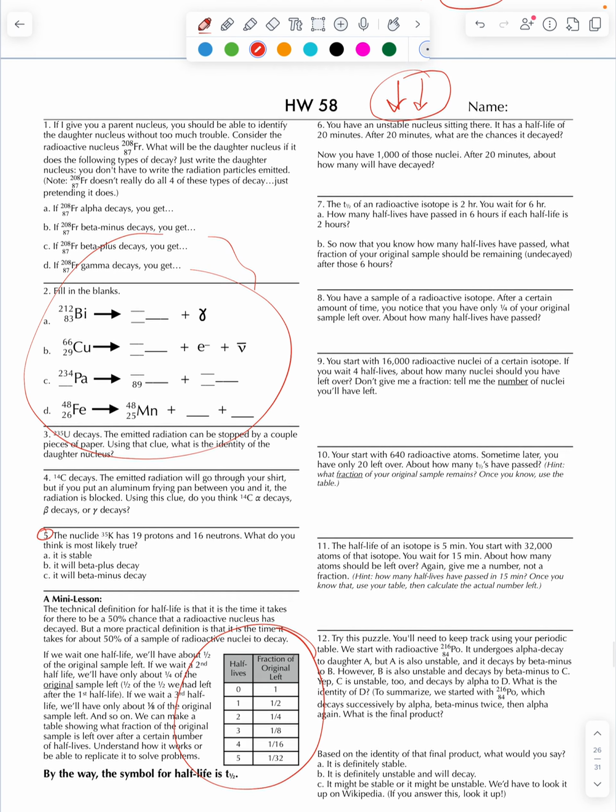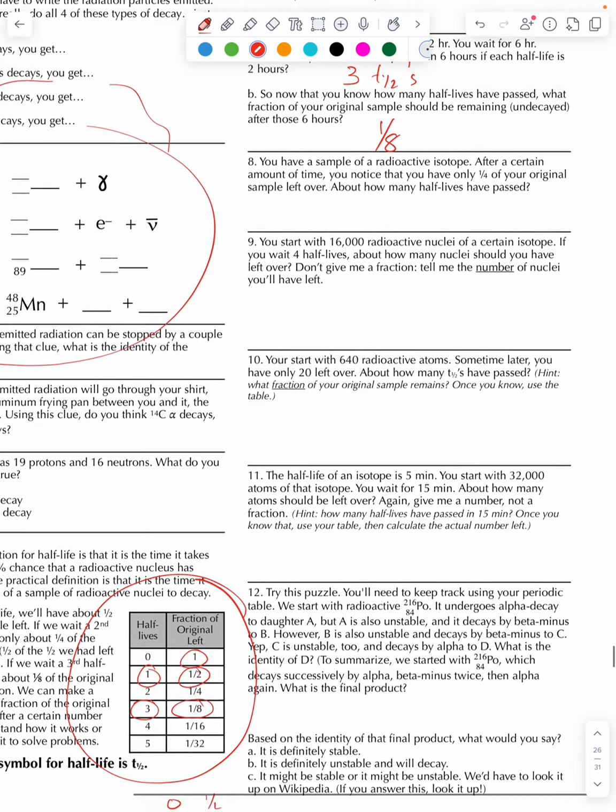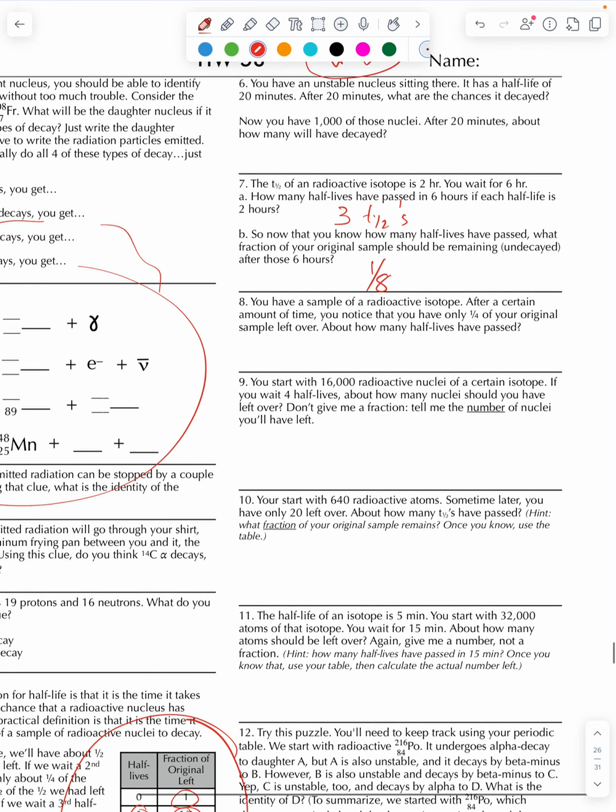Now, if you try to make this table on the fly, here's the mistake people make. They go 0, 1, 2, 3, or whatever. And in the second column, they say, okay, this is going to be half, 1/4, 1/8, or whatever. No, after 0, the whole fraction is remaining. So it's only after the first half-life that we have a half. So that's why I said copy down the table if you're prone to make that mistake.